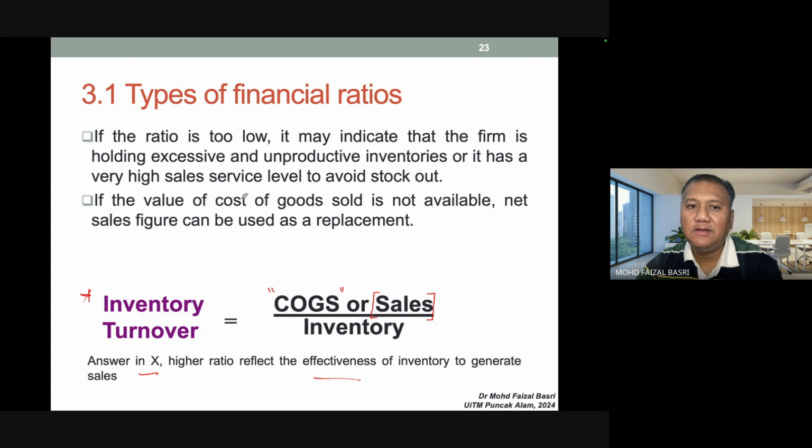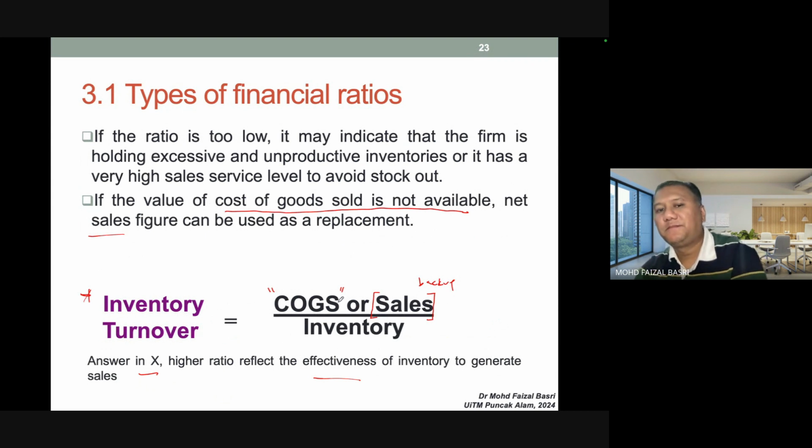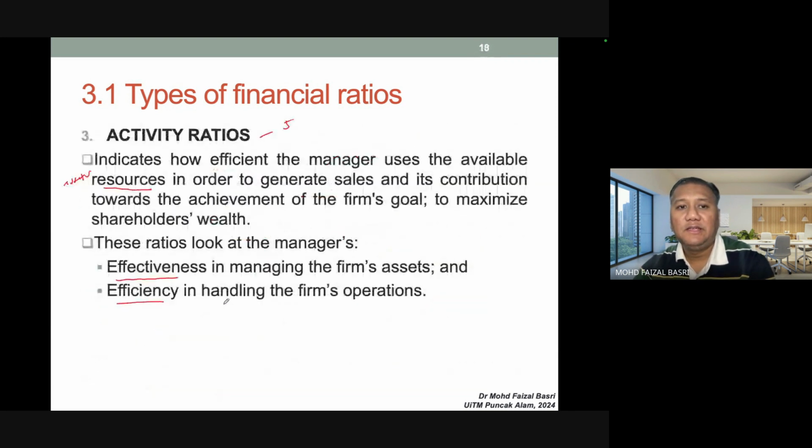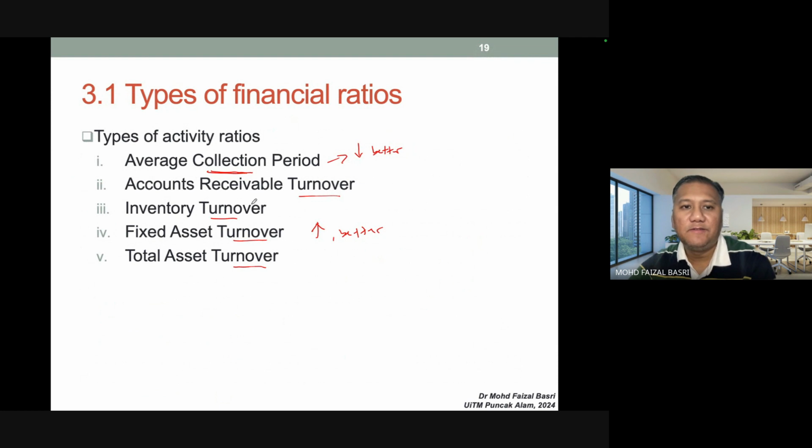Cuma kalau lah cost of goods sold is not available, then you can use sales. So sales ni is a backup sahajalah. Sales ni backup je kalau tak ada. We are going to use cost of goods sold and we're going to divide it with the inventory. So the denominator adalah inventory and the numerator kita gunakan cost of goods sold. So the only turnover kan ada 4 turnovers kat sini. So this inventory turnover je yang guna cost of goods sold. The rest of turnovers we are going to use sales.